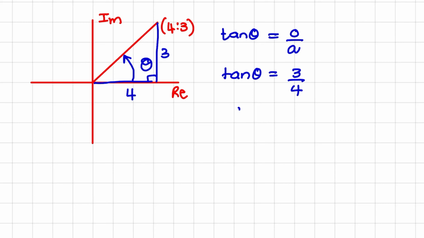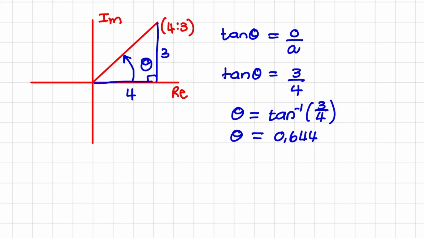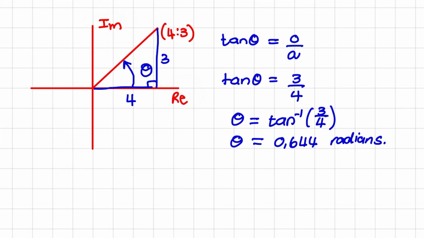Now, in order to solve for theta, I can use arctan on my calculator. So on my calculator, I put arctan, and I use 3 over 4 as my ratio. And that will give me the value of theta, which is 0.644 radians. So remember to set your calculator to radians when we work with complex numbers. Let us look at another example in the second quadrant.